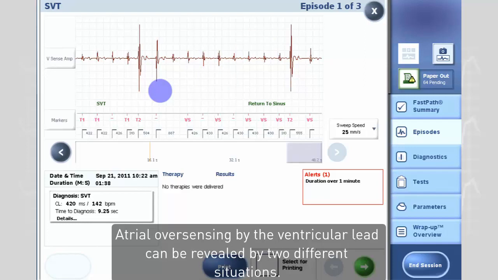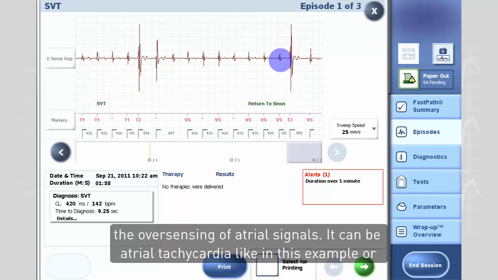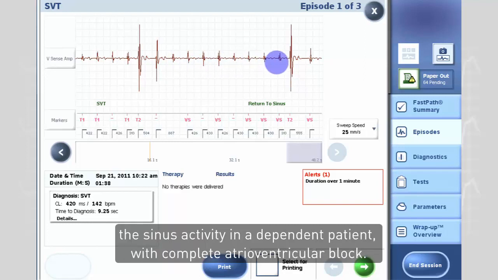Atrial oversensing by the ventricular lead can be revealed by two different situations. The first one is, like in this example, the occurrence of ventricular pause, because the ventricular pacing is inhibited by the oversensing of atrial signals. It can be atrial tachycardia, like in this example, or the sinus activity in a dependent patient with complete atrioventricular block.